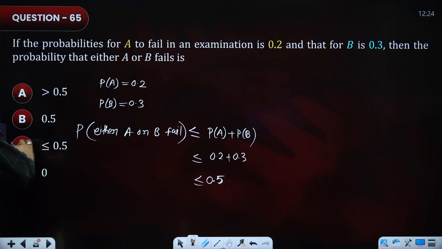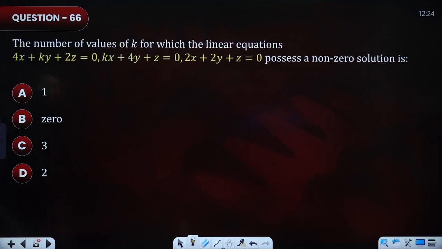So option C should be the correct answer over here. Okay. In the next question, the number of values of k for which the linear equation possesses a non-zero solution. Okay. So we have given options over here. Okay. And we have to solve it for k.